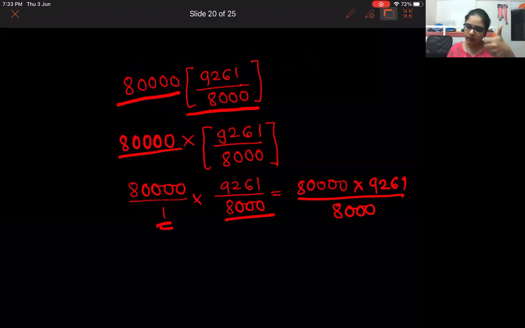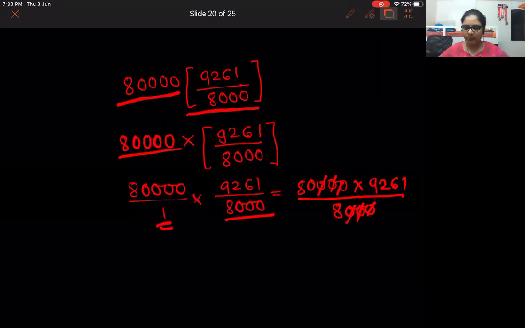Now here, if there are a number of zeros, I can cut 1 zero for each 1 zero in the denominator. 1 zero from the numerator, 1 zero from the denominator. Another pair of zeros and the last pair of zeros. Now here, what do I have? Here I have 8 and here we have 280.